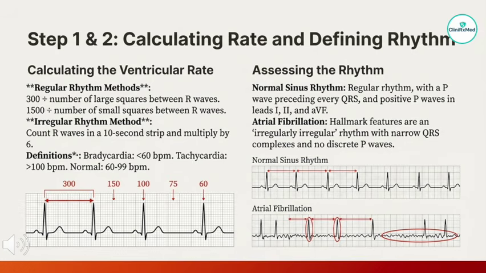And the irregularly irregular pattern shows the AV node acts like a frantic bouncer at a club, letting impulses through to the ventricles at random intervals. There is no mathematical pattern to the beats.